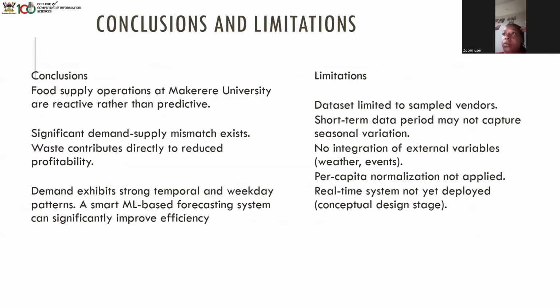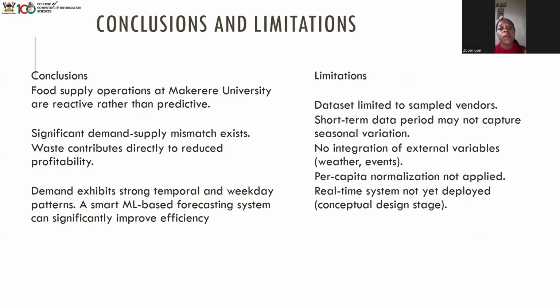Now, we have come to our conclusion, and we realize that the food supply operations at the university are reactive rather than predictive. The vendors do not have a system that helps them to predict how much to prepare on given days, but rather, let me say the eggs are about to get done, they'll react to that situation and order more eggs. Then a significant demand supply mismatch exists. Of course, we have talked about that.